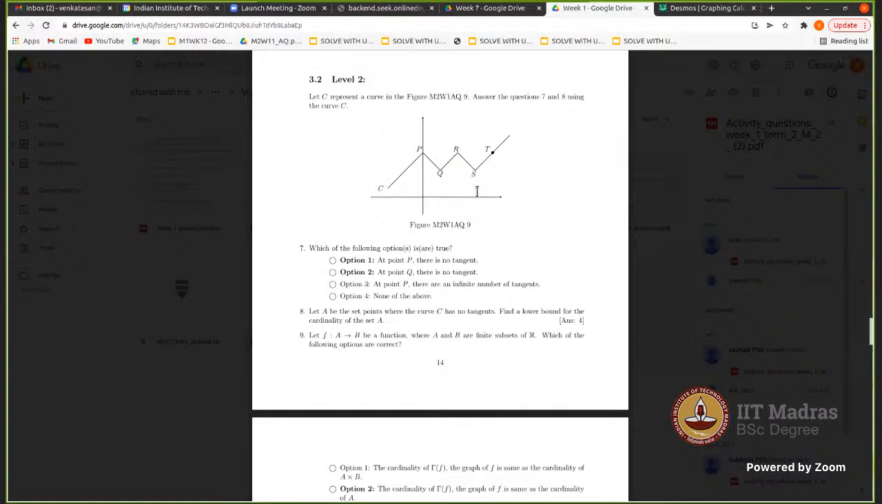So what do you mean by lower bound here? Lower bound is the lowest value. So we know at least four points where the tangent will not exist. There can be more than 4 also, but we want the lower bound of it, the minimum value. Okay, sir. Thank you.